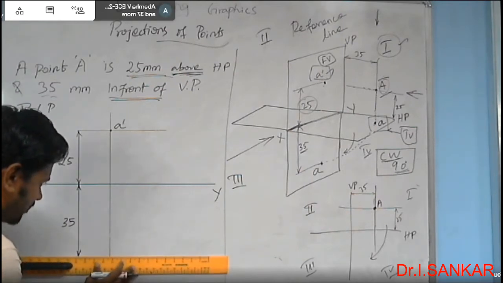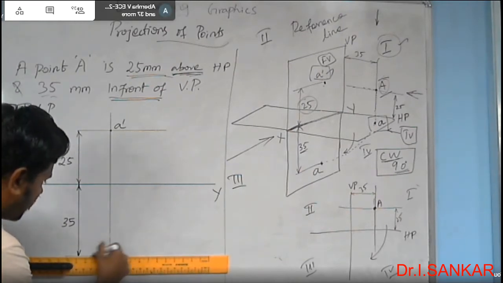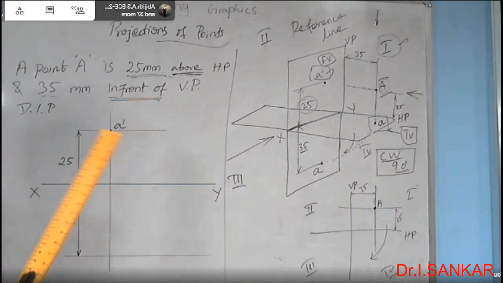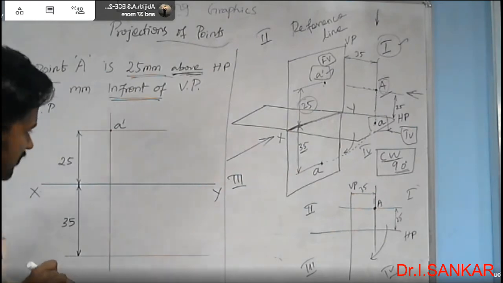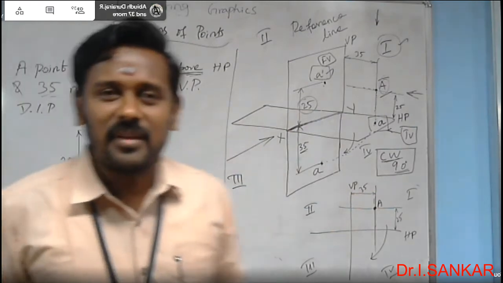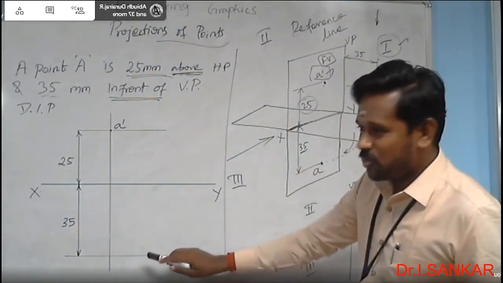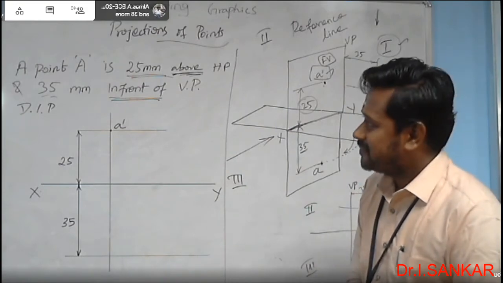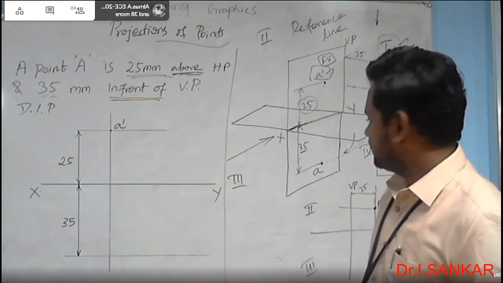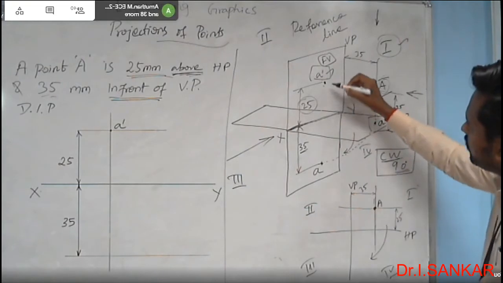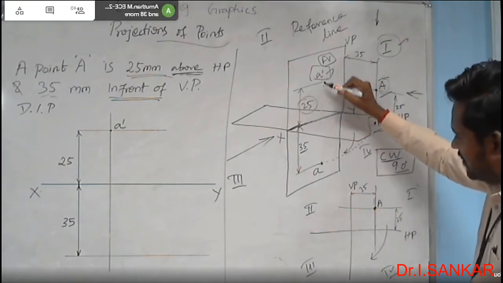This is the range. 35 mm. And where to mark A? Any lead? Where to mark A? See, this is A dash and this is A.